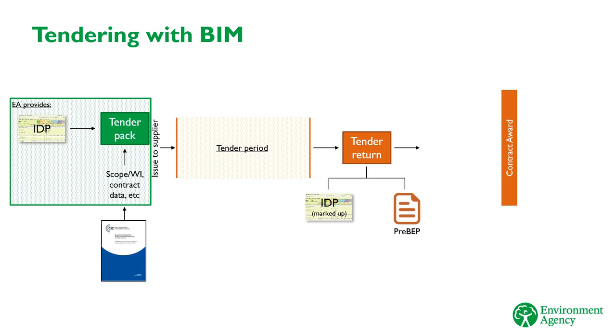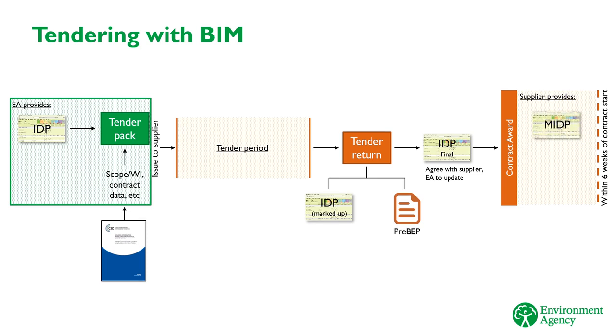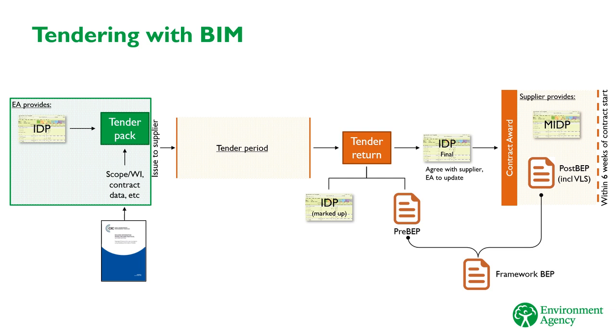Before the contract award, the winning supplier and the EA agree the final IDP to confirm exactly what will be delivered in the contract. Then BIM adds 2 elements that the supplier needs to deliver within 6 weeks of contract award, which define how they will manage the delivery of information. These are the Master Information Delivery Plan, MIDP, and the Post-Award BIM Execution Plan, or Post-BEP. These project level BEPs are both supported by framework level BEPs, which define how a supplier will generally manage information across the framework. We'll discuss BEPs, marked up IDPs, and MIDPs in detail in the next module.